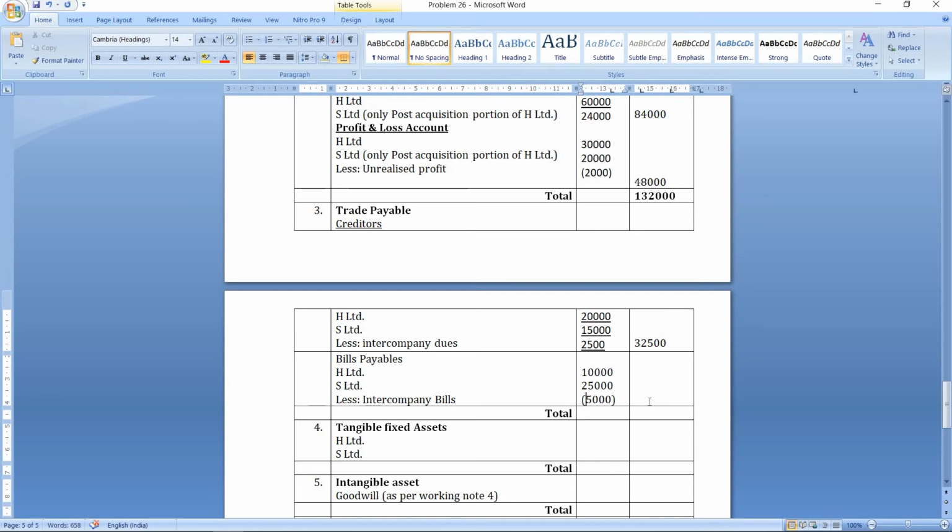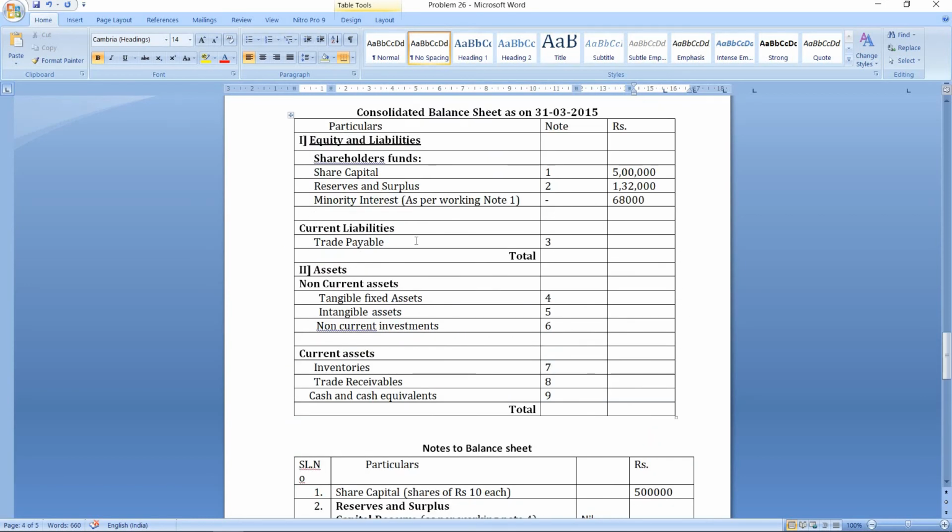Okay. So the total of bills payable that will be shown in the balance sheet is 30,000, and total trade receivables to be shown in the balance sheet will be 62,500. So in the balance sheet, note number 3, trade payables amount is 62,500. Okay. So we are done with the liability side.